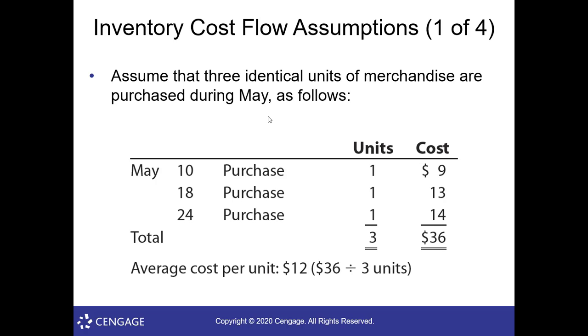So let's look at a very simple example. We bought 3 items of inventory, each time only buying 1 item. They cost, on May 10th, $9. On the 18th, the price had gone up to $13. And on the 24th, the price had increased once again to $14. Total cost of inventory available for sale during May was $36, consisting of 3 items, which was an average cost per unit of $12, the $36 divided by the 3 items.